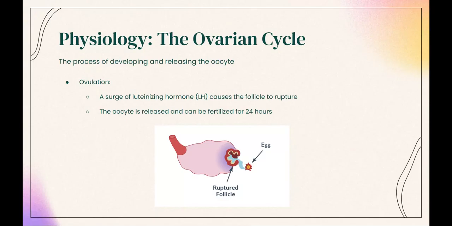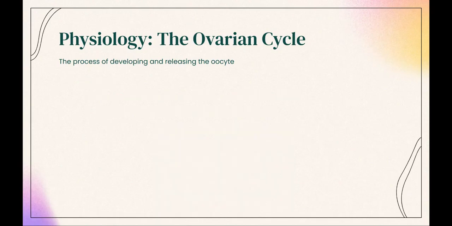The follicle ruptures, the oocyte is released, it travels through the fallopian tube into the ampulla, and can be fertilized for 24 hours. Sperm can live in the female reproductive tract for up to 5 days. So again, people trying to achieve or avoid a pregnancy might want to know those things, that they have about a 6 or 7 day window, usually.